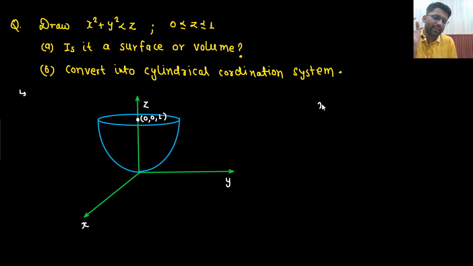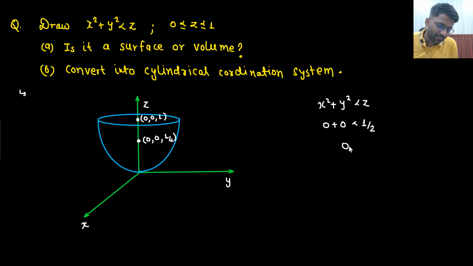But what they are asking this time is x square plus y square less than z. So either the region would be inside this bowl or outside this bowl. So I would pick up one point inside the bowl, this point, 0, 0, 1 by 2. If I put 0, 0, 1 by 2 here, what will I get? 0 less than 1 by 2. Is that correct? Yes, sir, it is correct. What does that mean? That means x square plus y square less than z will show all the region inside the bowl. That means it will show everything inside the bowl.